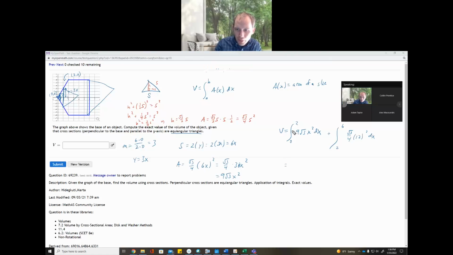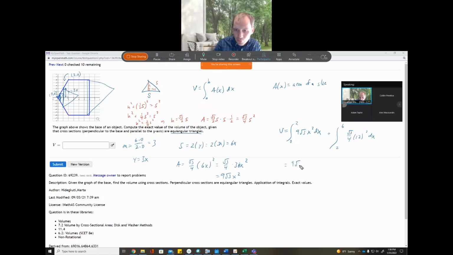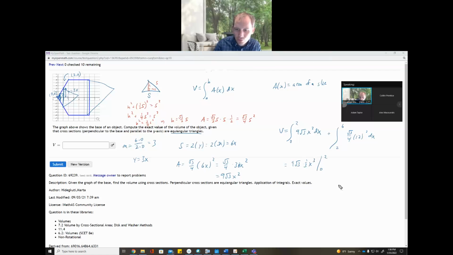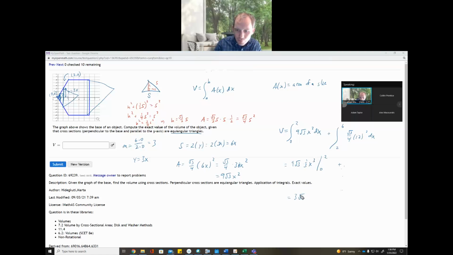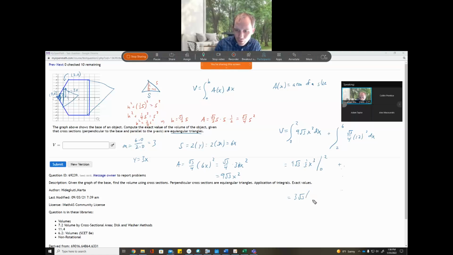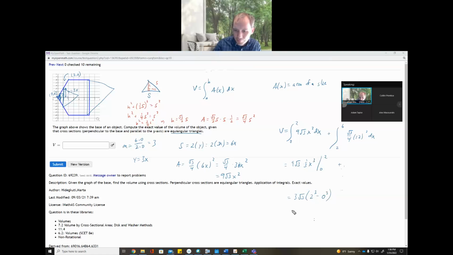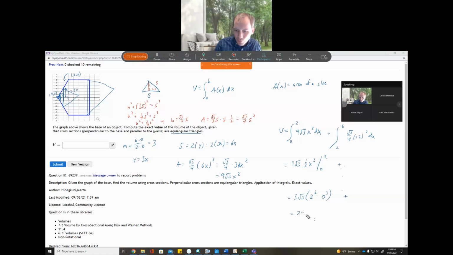All right, so now I can integrate away. This first integral, the 9 root 3, hangs out. When I integrate x squared, I get 1/3 x cubed, going from 0 to 2. And 9 times a third will give me 3. So then we have 2 cubed minus 0 cubed. 2 cubed is 8. 8 times 3 is 24.